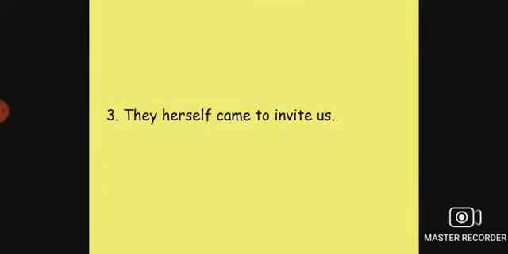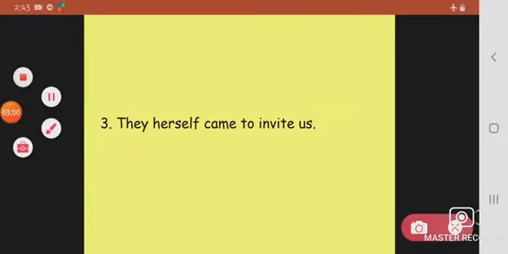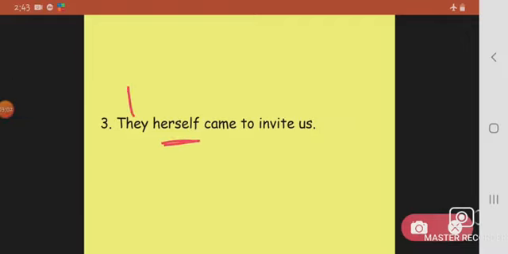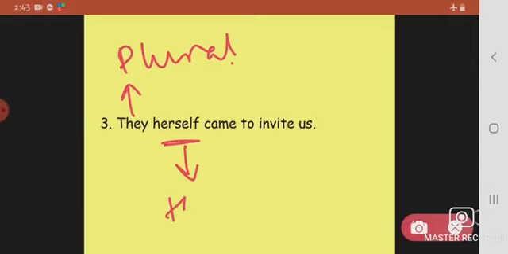Next. They herself came to invite us. They herself. They is again a plural, right? So what will we use in place of herself? They themselves again, right? Very good. They themselves came to invite us.